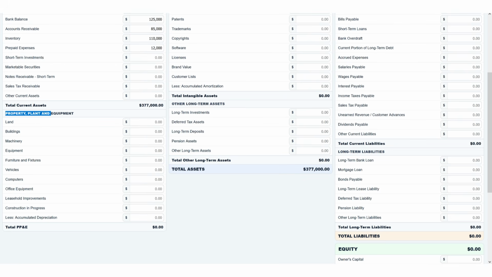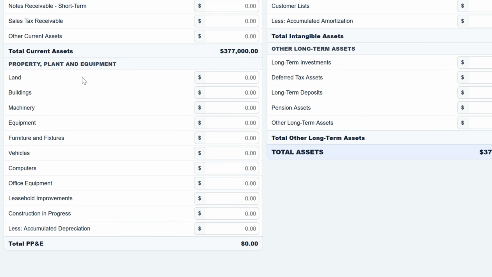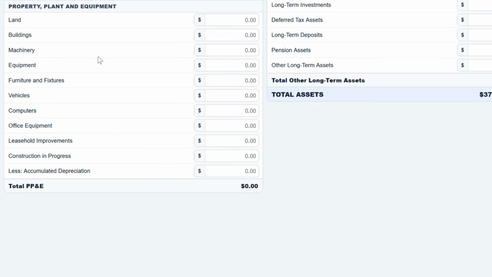Next, we move into property, plant, and equipment, often called fixed assets. Unlike current assets, these assets are expected to provide value for many years rather than being converted into cash during normal operations. The first fixed asset is land, with a value of $150,000. Many businesses purchase land to build offices, factories, warehouses, or future expansion projects. The next account is buildings, valued at $320,000. This includes the manufacturing facility where products are produced, and administrative offices where employees perform daily business operations.